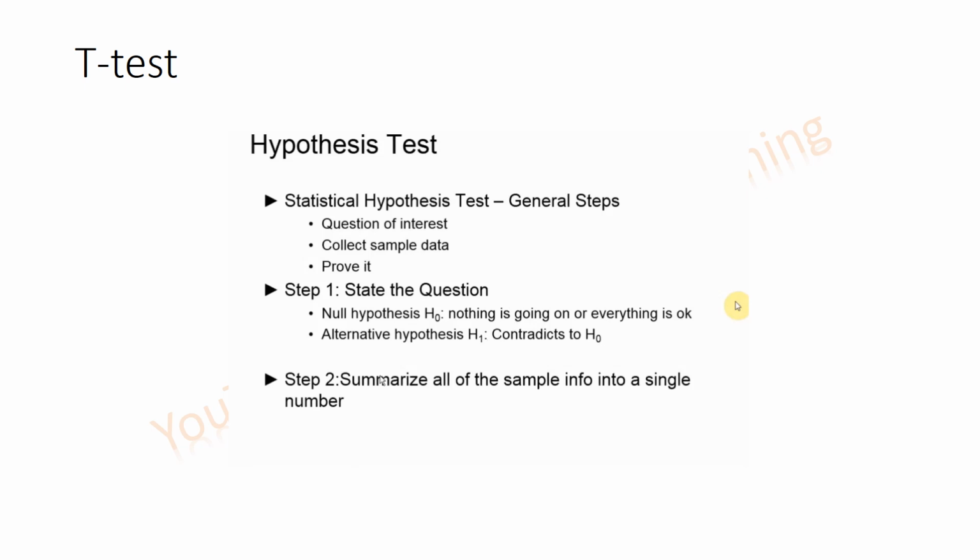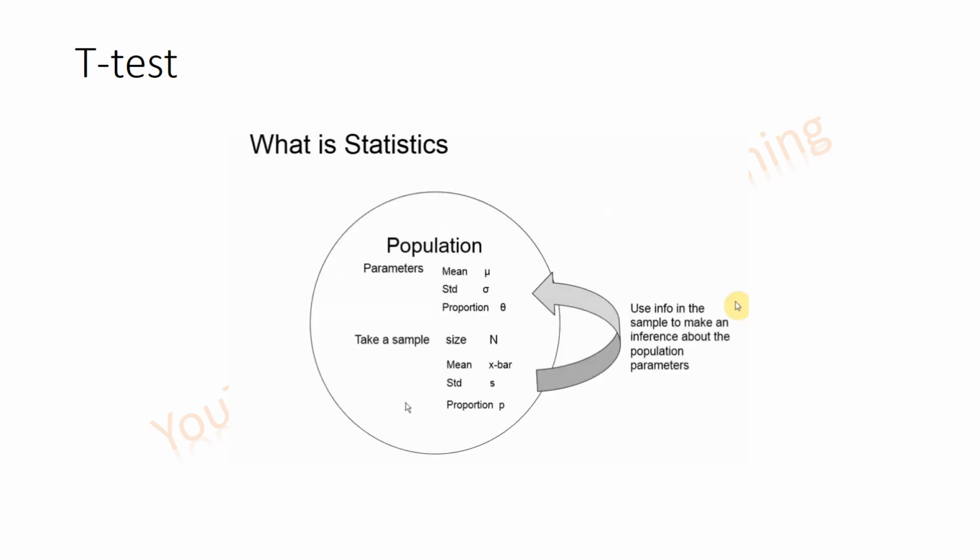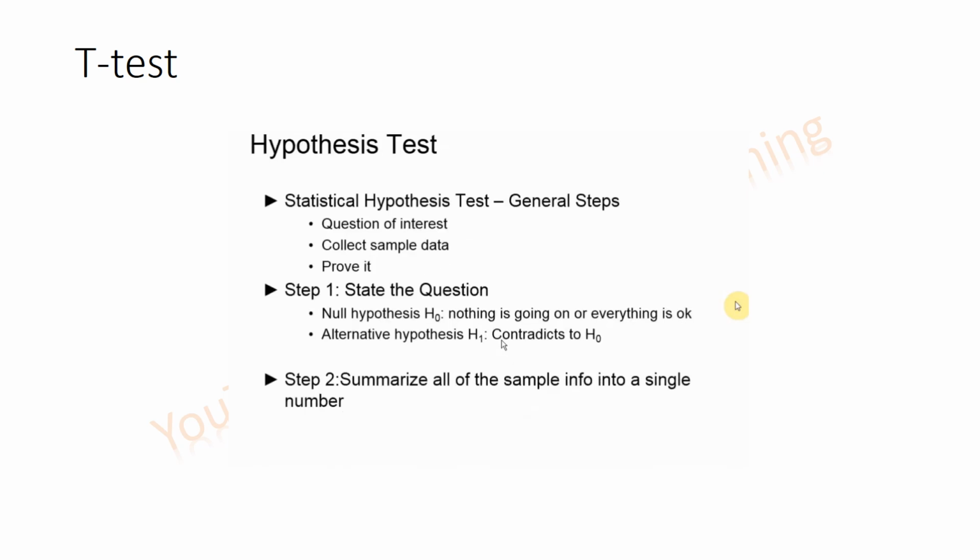Okay, then step 2. You summarize all the sample information into a single number. What does it mean? Let's go back. When you have a sample, you have information like sample size, sample mean, and sample standard deviation. So you have this information in front of you. I just put those 3 numbers into a formula, get one single number. That's called summarizing all the sample information into a single number, which means use one number to represent the whole sample. Okay, that's step 2.